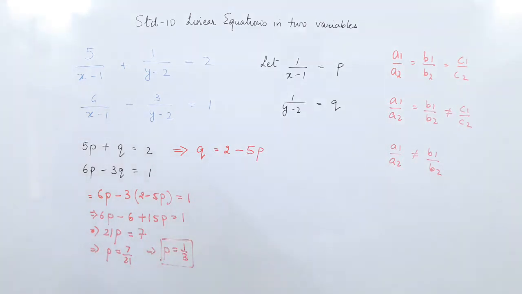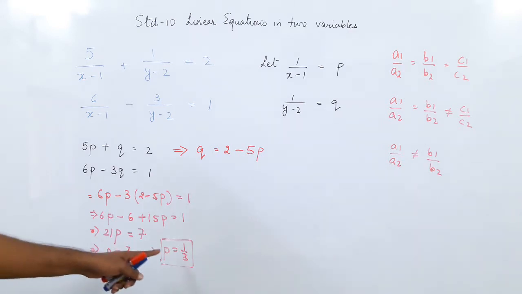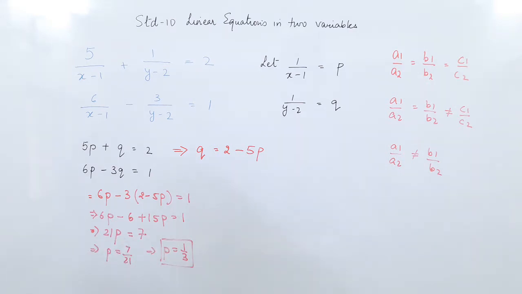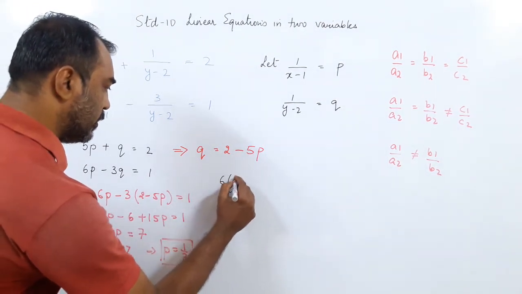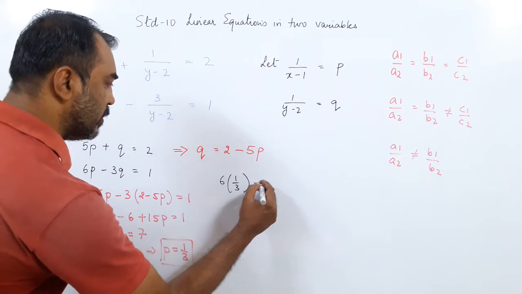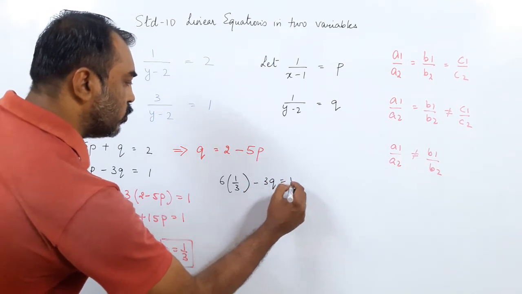Clear? So I use the substitution method. I got p equal to 1 upon 3. After I have found p, let me find q. So I will put this value of p in the second equation. So 6 into p, that is 1 upon 3, minus 3q equal to 1.